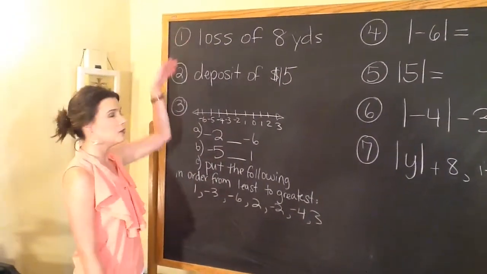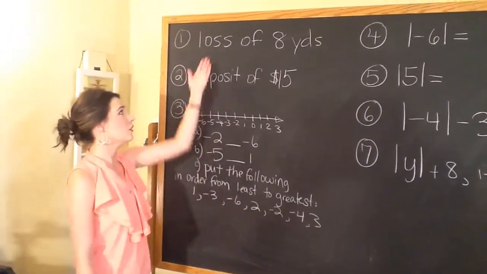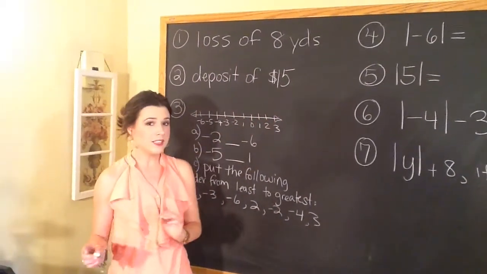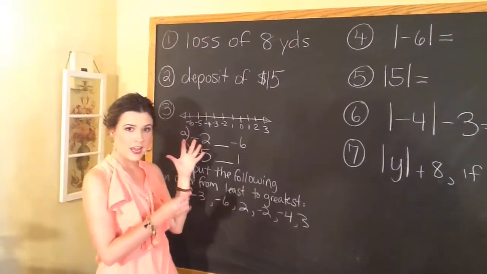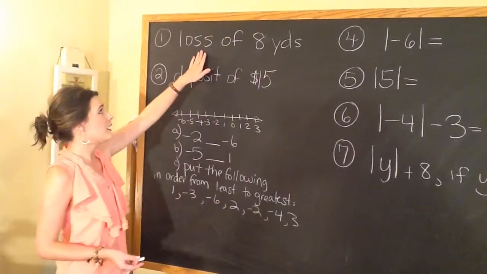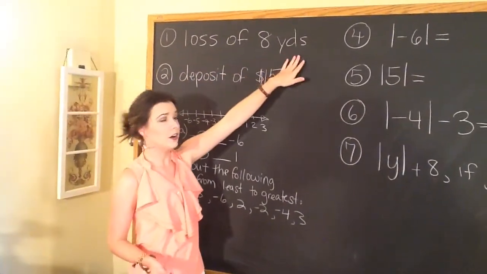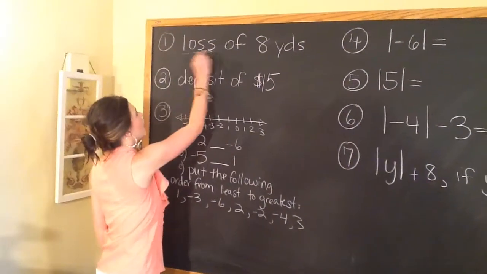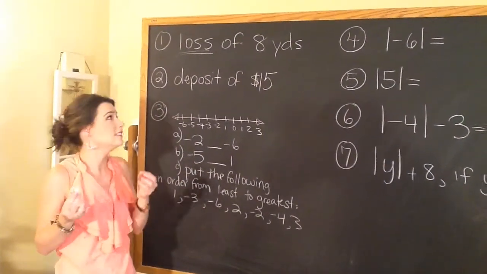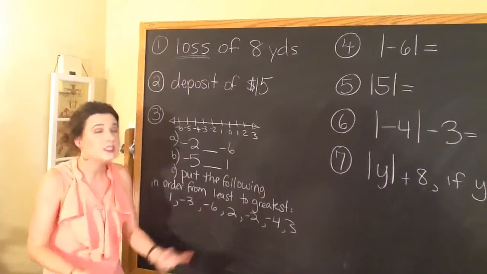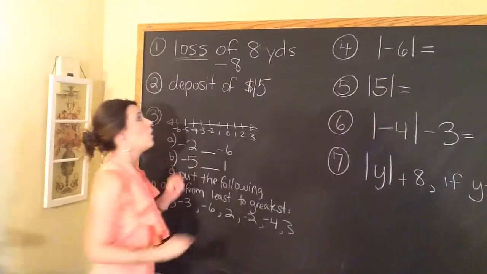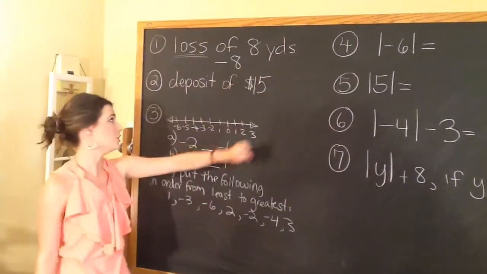The first two examples are phrases: loss of 8 yards and deposit of $15. In both of these examples, we're going to take the phrase and make it an integer. So for example, if we read loss of 8 yards, when I hear the word loss, I know that I'm talking about something that's shrinking. So if we're losing 8 yards, we're going to have to subtract 8 yards, or -8 is our integer.